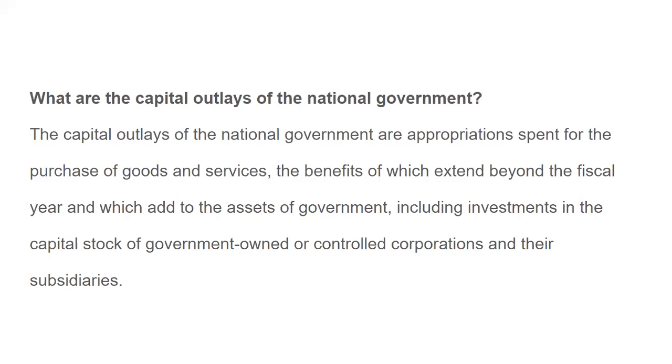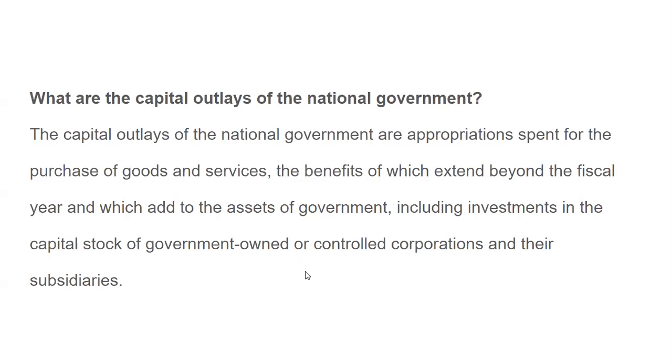Unlike personal services and maintenance and other operating expenses, which are only budgeted within the fiscal year, projects which cannot normally be accomplished in just one year extend up to another fiscal year. It also adds to the assets of government, including investments in the capital stocks of government owned and controlled corporations. So this forms part of the capital stocks of the GOCC under subsidiaries.